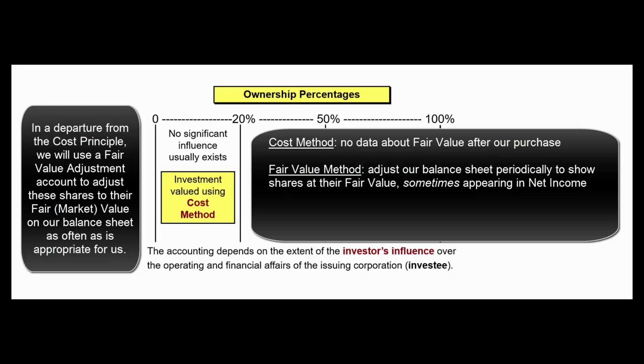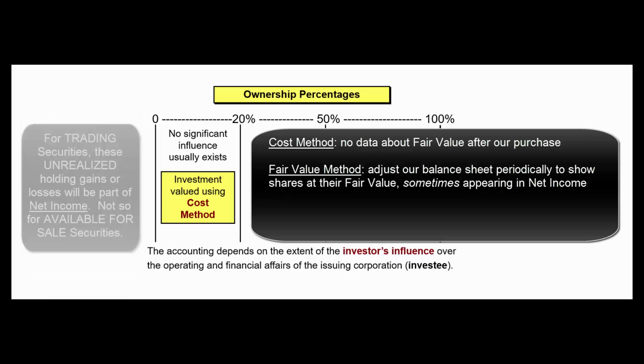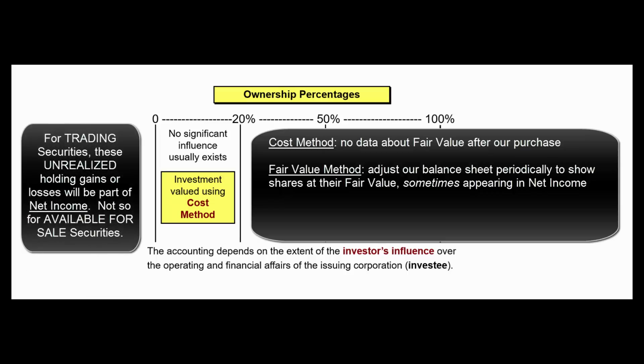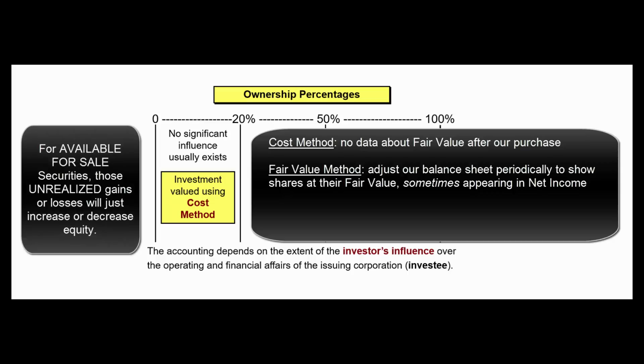And the only tricky nuance is, obviously, if we debit some fair value adjustment account to increase the value of a share of stock on the balance sheet, we've got to have a credit somewhere. And if it's a security we've designated as a trading security, that credit will be to an other revenue and gain account that's part of net income. If we designated that security an available for sale security, that credit will not be part of net income.